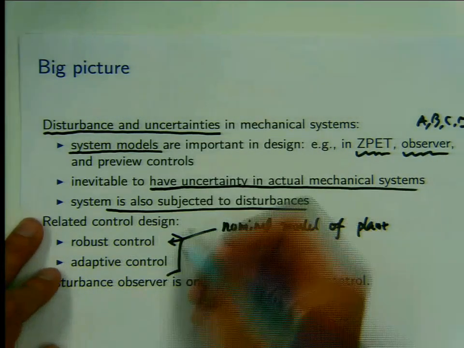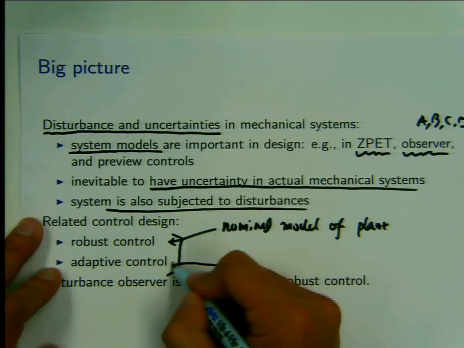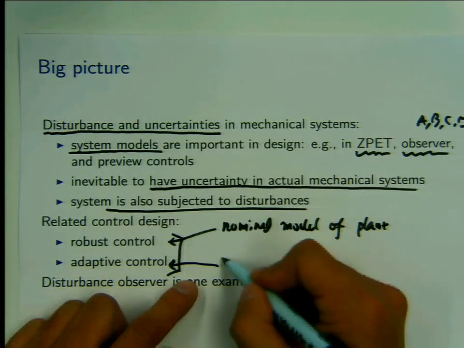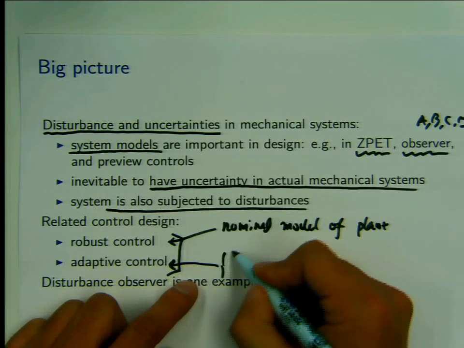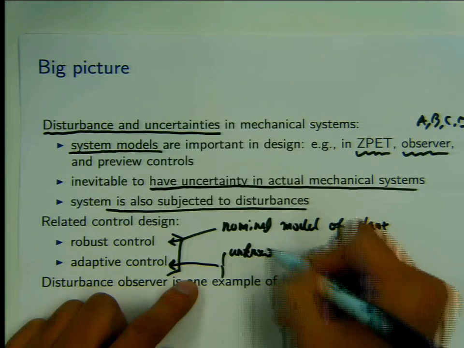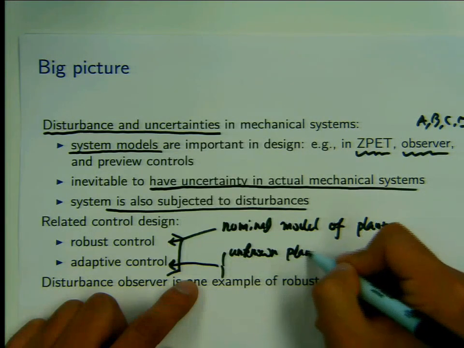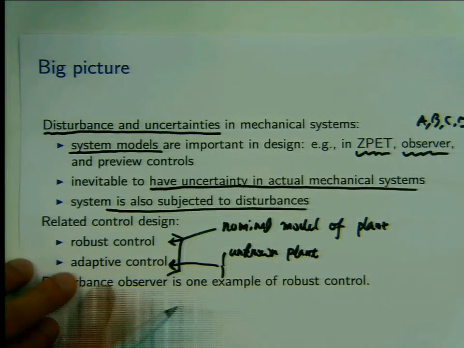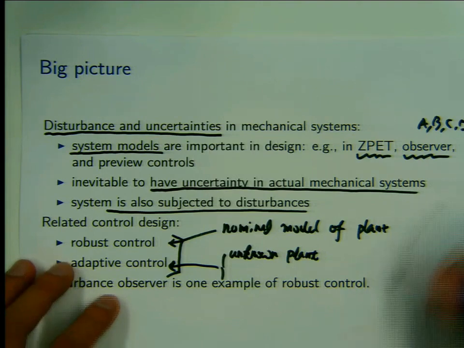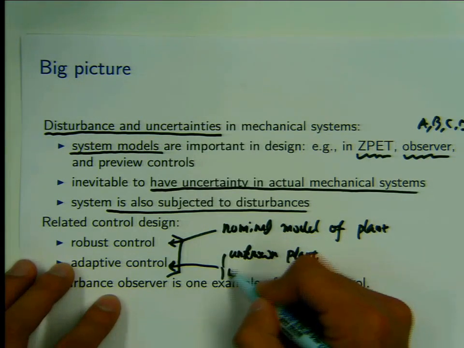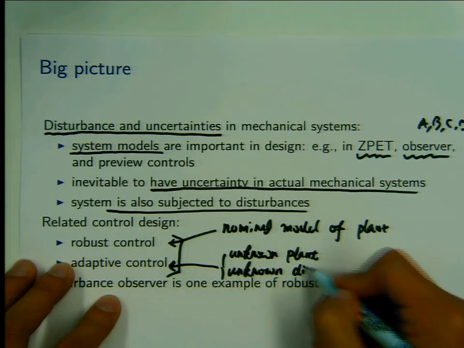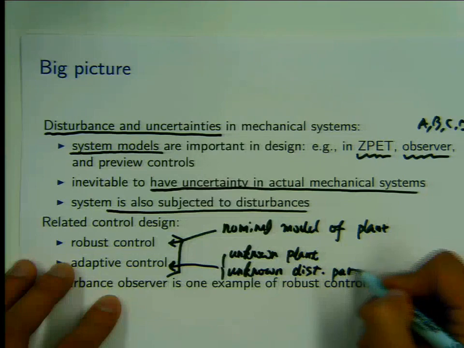That's robust control. Adaptive control is in a slightly different category. Adaptive control can handle several cases. For example, you have an unknown plant. You have no idea what the parameters of the plant look like. Then you identify these unknown parameters ahead of designing controllers. Or adaptive control can also be used when you have unknown disturbance parameters.